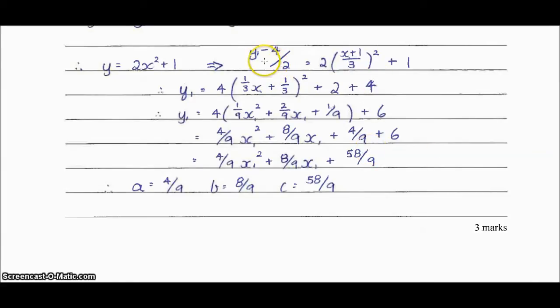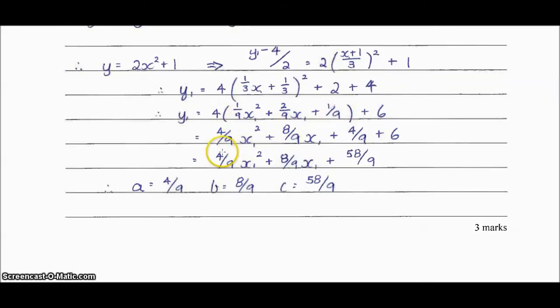So if we take our 2 to the right hand side and we add 4, that makes this 4 times x plus 1 on 3 all squared plus 2, and then we add 4. So I've done that, but at the same time my x plus 1 on 3, I've changed it to a third times x plus 1 on 3. That's just going to make this easier to expand. So if I expand that, I get 1 on 9 x squared plus 2 on 9 x plus 1 on 9 plus 6.